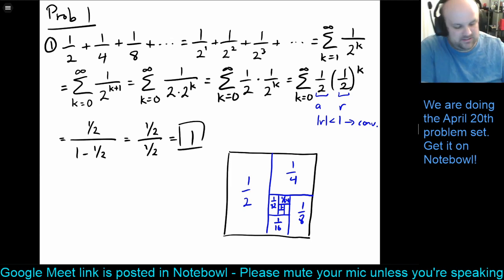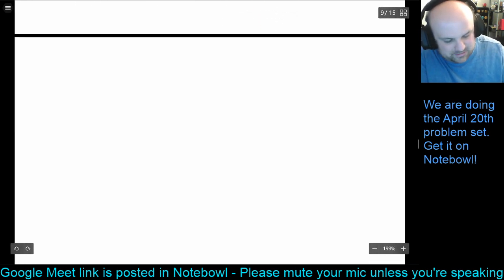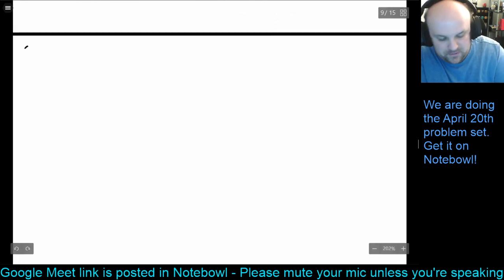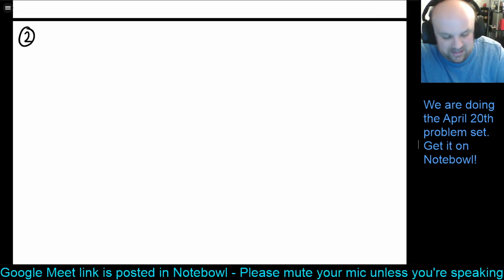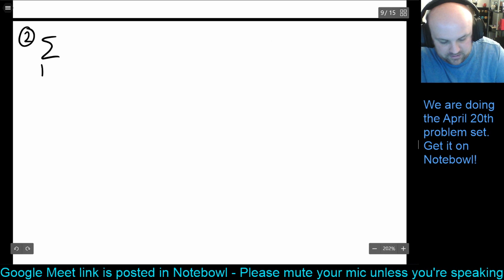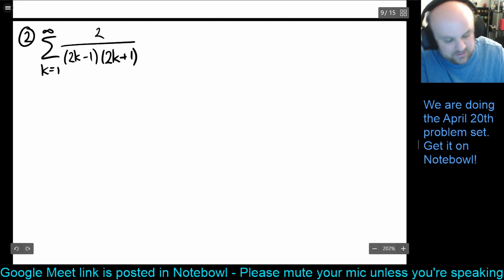All right. So let's look at the next problem. Let's go to the next page here. So part 2. All right. So here we have the series, the sum from k equals 1 to infinity of 2 over (2k minus 1)(2k plus 1). Right? Excellent.